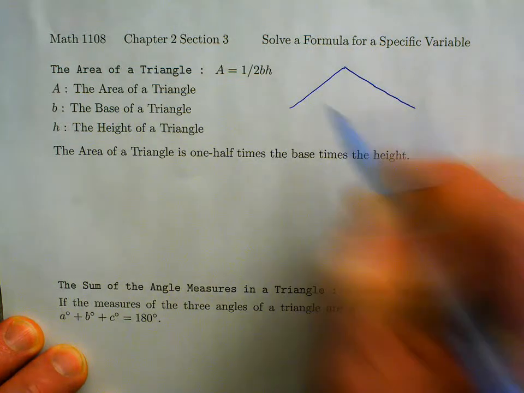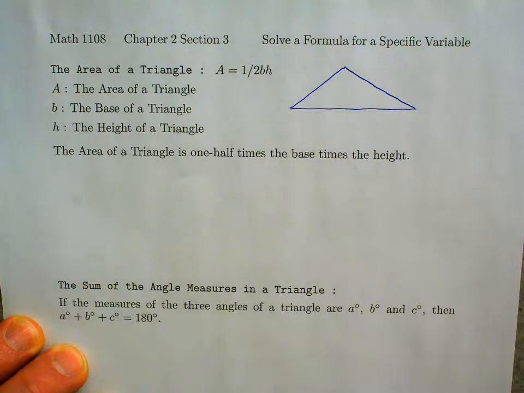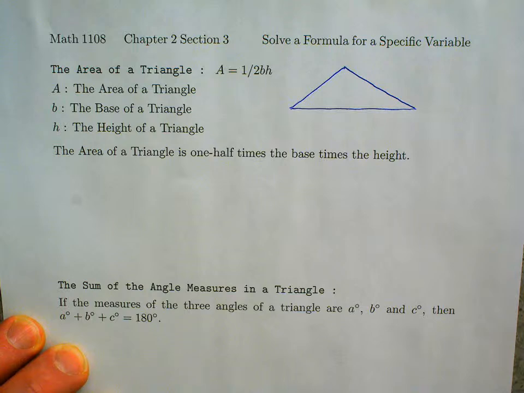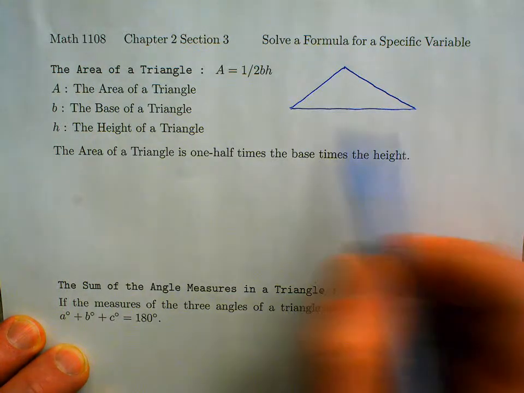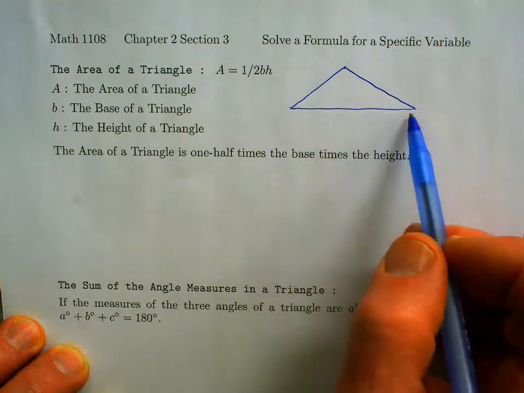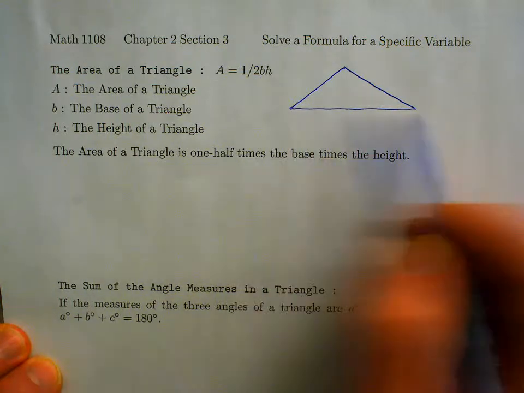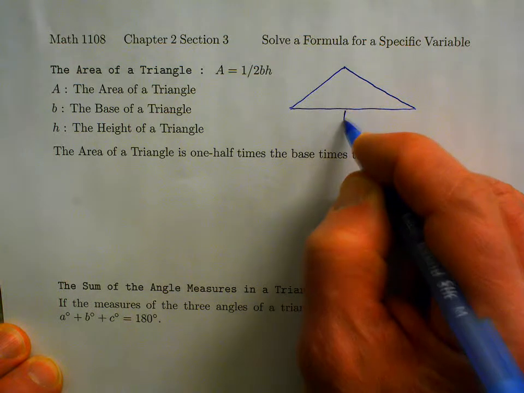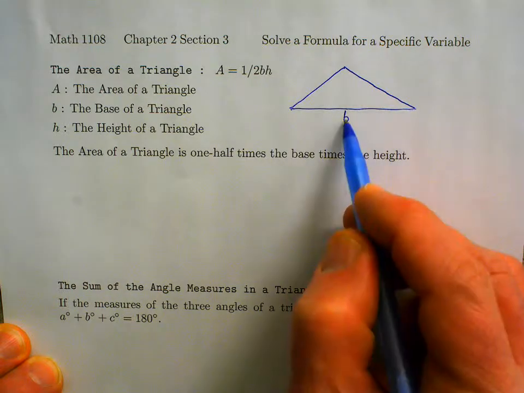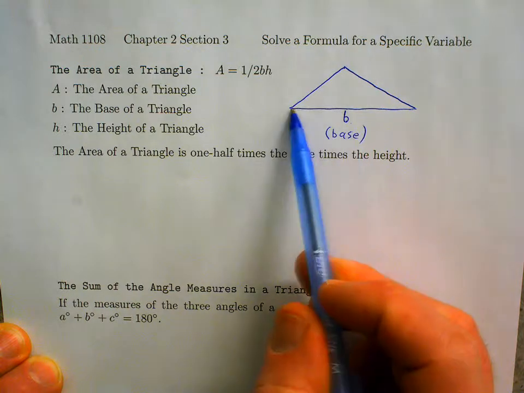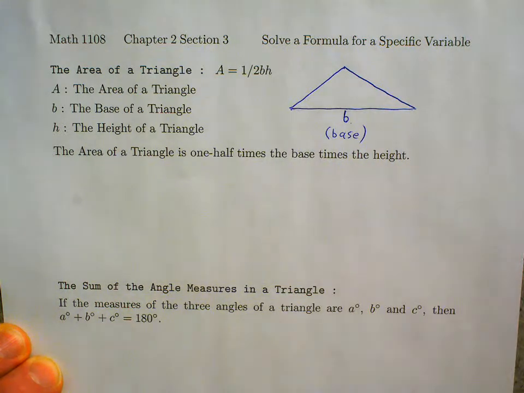Well, if we draw a triangle, this is not intended to be a right triangle. Triangles don't have to be right triangles. So in a triangle, we have three options for identifying a base and a height. So in this picture, I'm going to label this lower horizontal side as the base. So B represents the length of this side of the triangle.